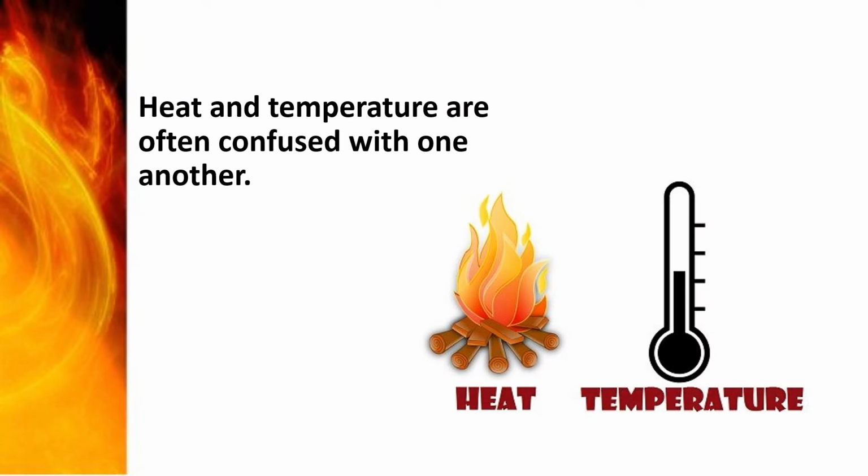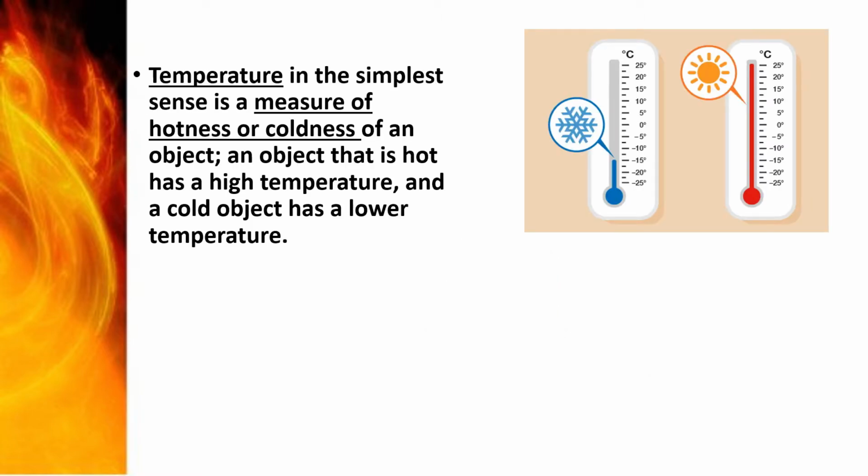Heat and temperature are often confused with one another. Heat is different from temperature. So, how does heat differ from temperature? Temperature, in the simplest sense, is a measure of hotness or coldness of an object. An object that is hot has a high temperature, and a cold object has a lower temperature.